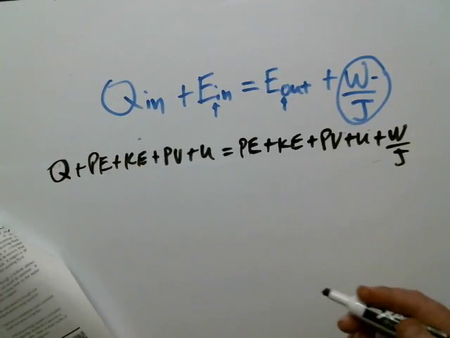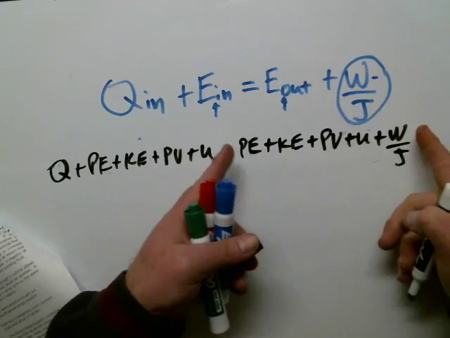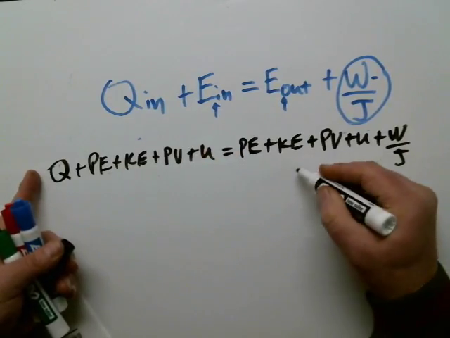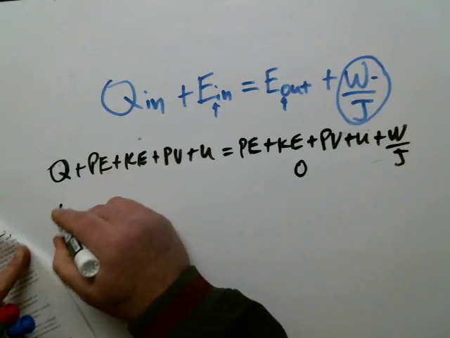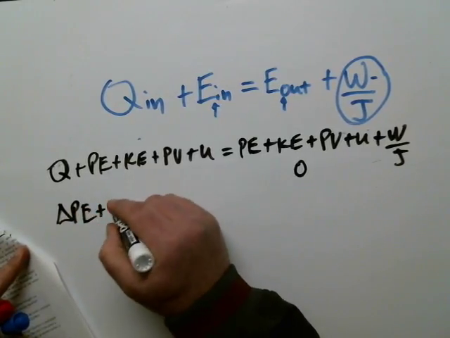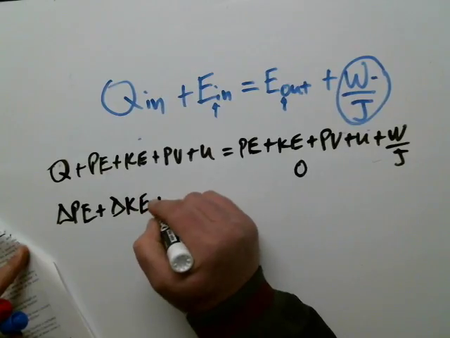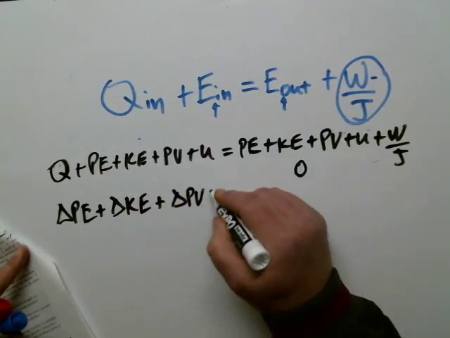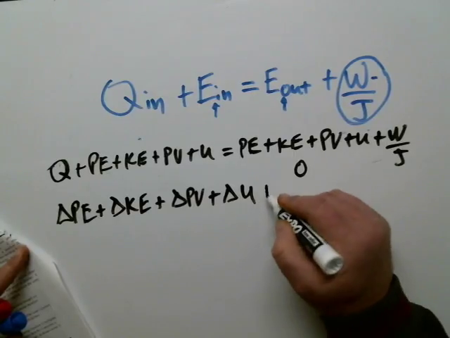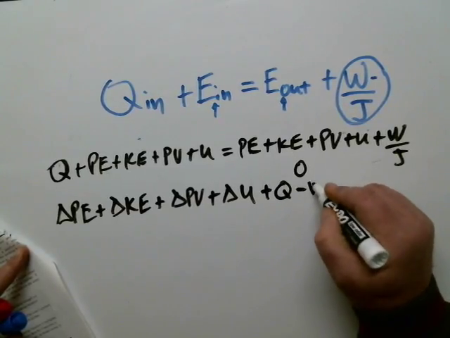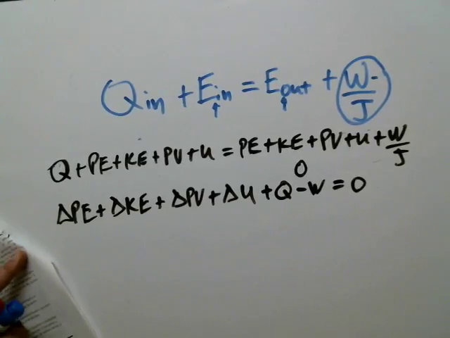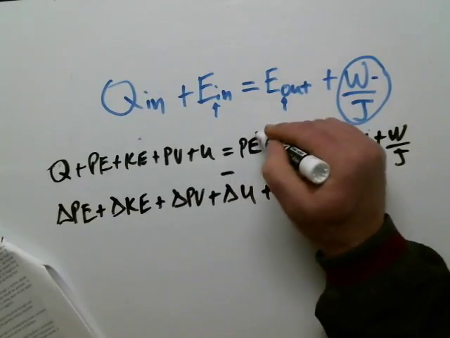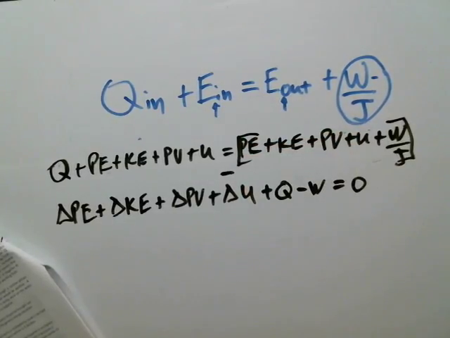Now, we can subtract all of these and put them on this side and set this to 0. And this would be the change in potential energy plus the change in kinetic energy plus the change in PV energy plus the change in internal energy plus heat that I add minus the work that I do must equal 0. We could do that. So we've just set it equal to 0 by subtracting this entire side of the equation. And on your equation sheet for the NRC exam, that's what Bernoulli's equation does for you.